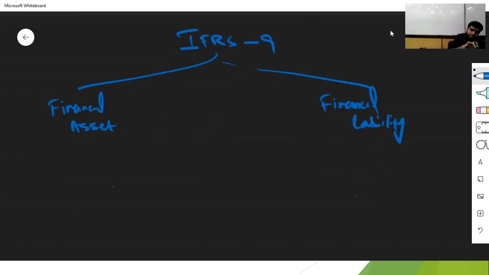If I talk about financial asset, what is financial asset? It's nothing but an investment. If you want to keep it very simple, financial asset is nothing but an investment. It means you are making an investment, and once you are making an investment, it's an asset for any organization. So it means it's an investment.